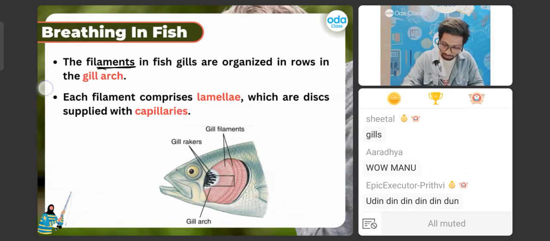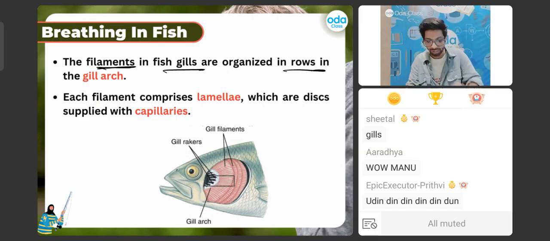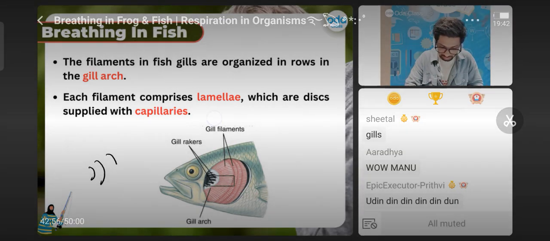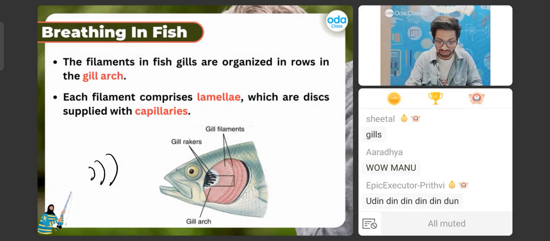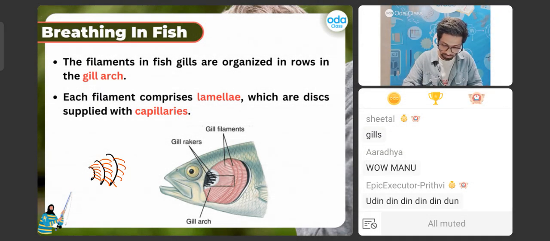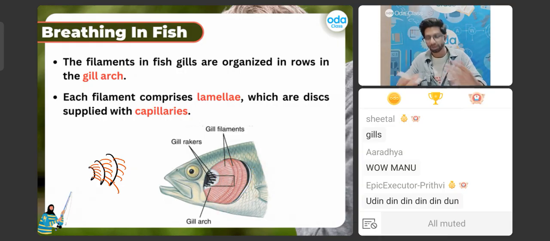The gill filaments in the fish gills are organized. If you see carefully, these feather-like filaments are properly organized like this, and they have so many layers in them. Can you see that? They have so many layers, but they are properly organized.